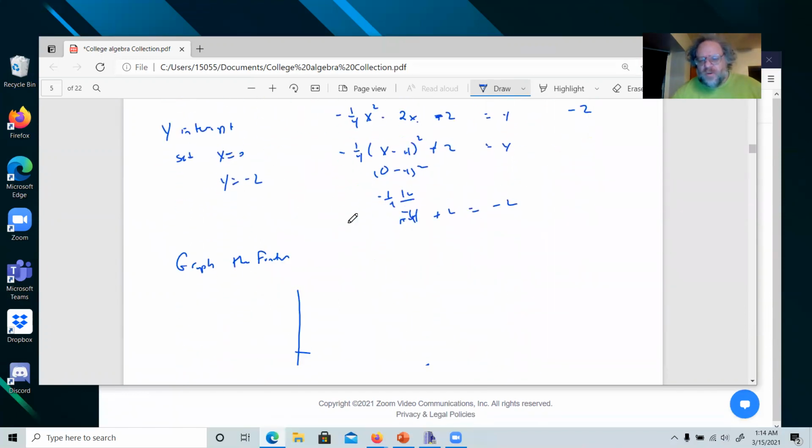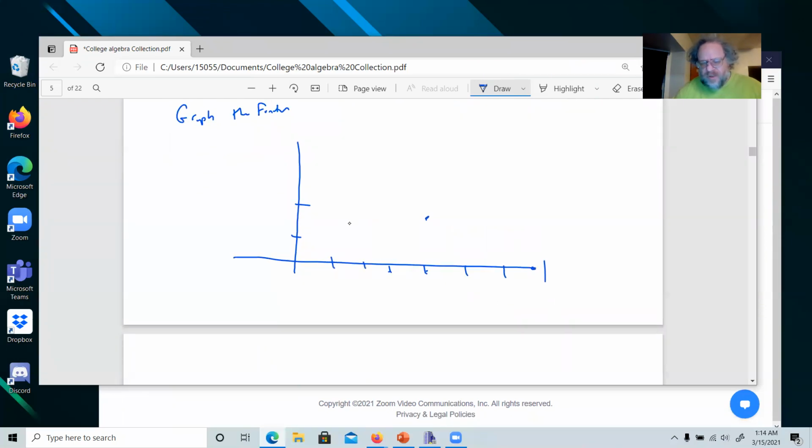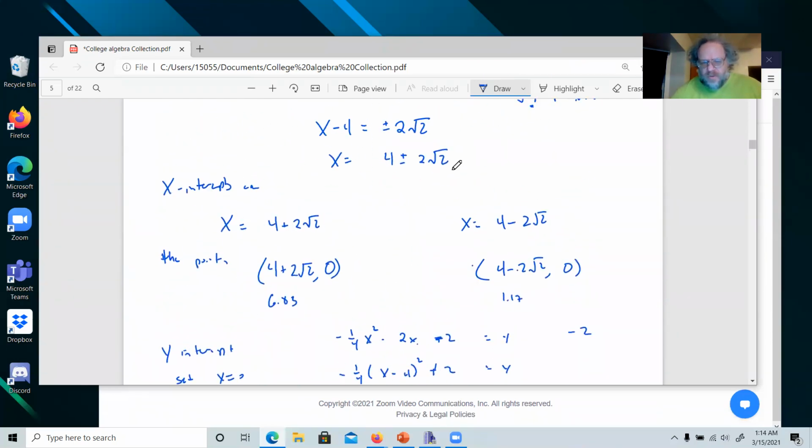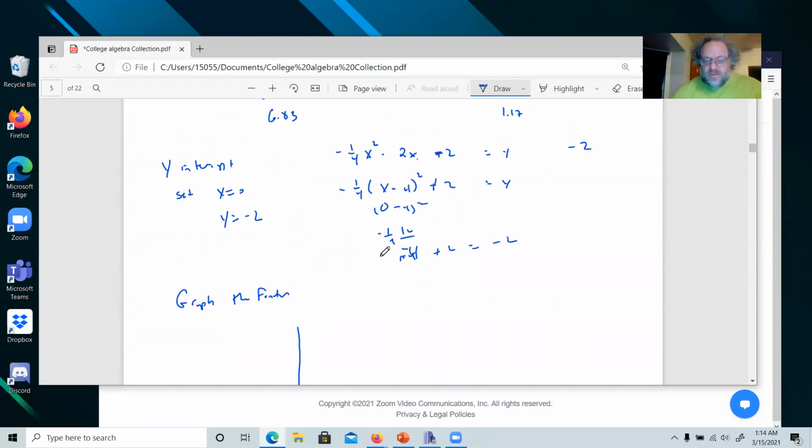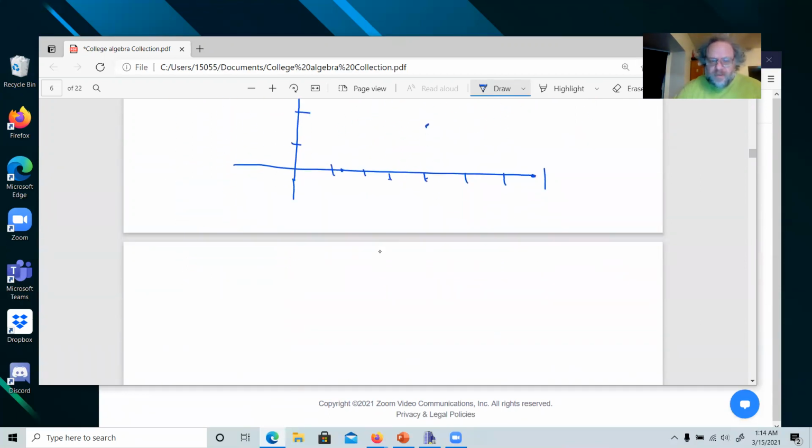Our x-intercepts were 6.83, so that's almost 7, and 1.17, somewhere between 1 and 2 but closer to 1. My y-intercept was y equals -2, so maybe we'll come down a little bit. I wish I was more clever, but there it is. And then we can go ahead and graph this. Pretend this goes through the dots. There's our graph, very pretty.